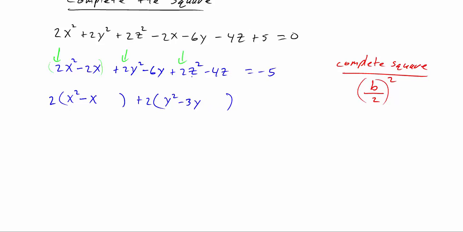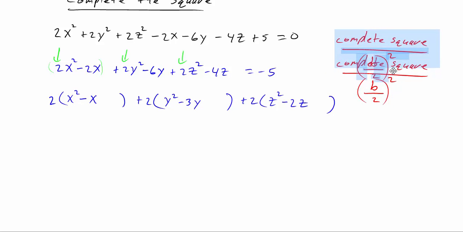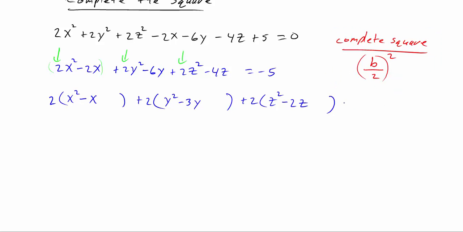And then we need to pull this 2 out, so we would factor out a 2. And you're left with z squared minus 2z. And then all of that's going to be equal to a negative 5. Okay, so now we actually have to complete the square by taking half of this b value and squaring it.